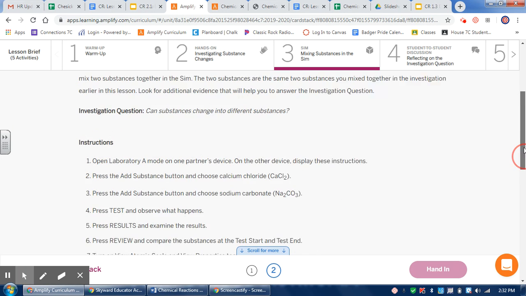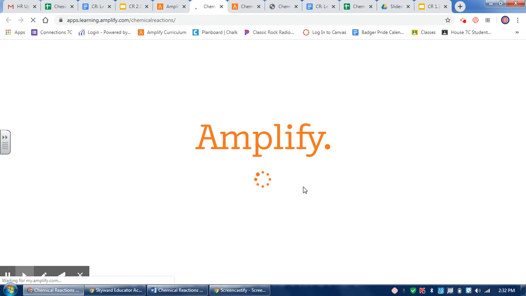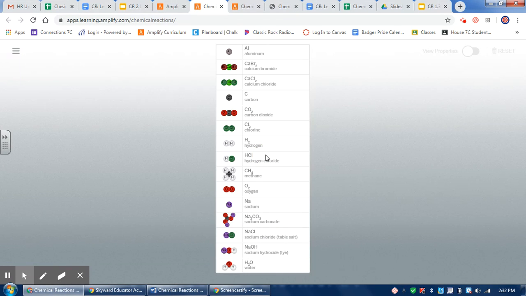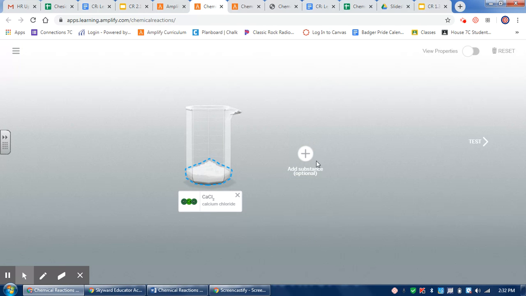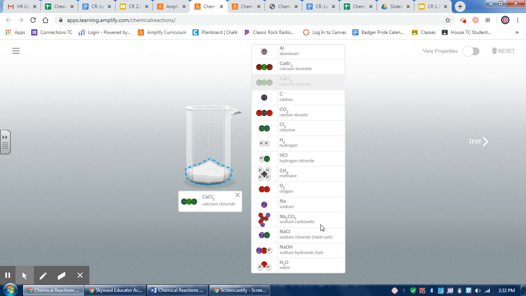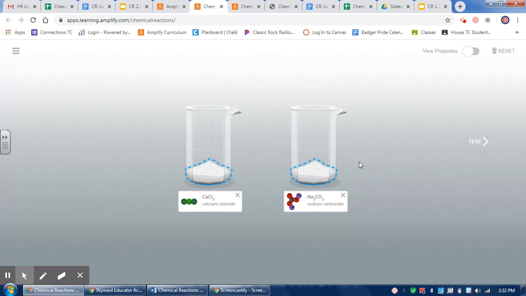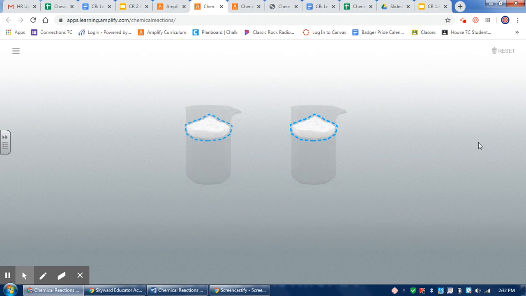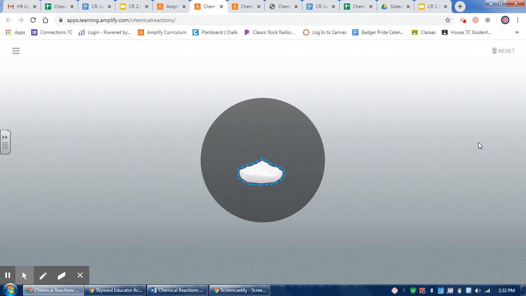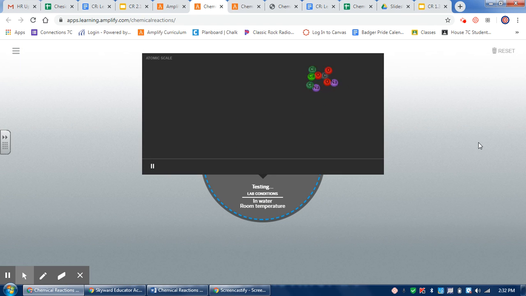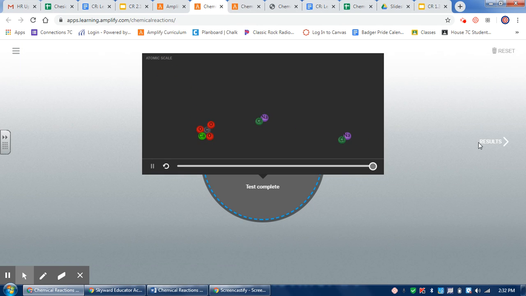So, if you want to do this with me, you can click the simulation. And we're going to add those two substances. Okay, so we have to go find calcium chloride and sodium carbonate. What we're going to do is test these so that we mix them together. You can see they're being mixed together right here and combined. And then we get an atomic model to see what's happening to the individual atoms of both of the substances. We'll come back to that in just a minute.